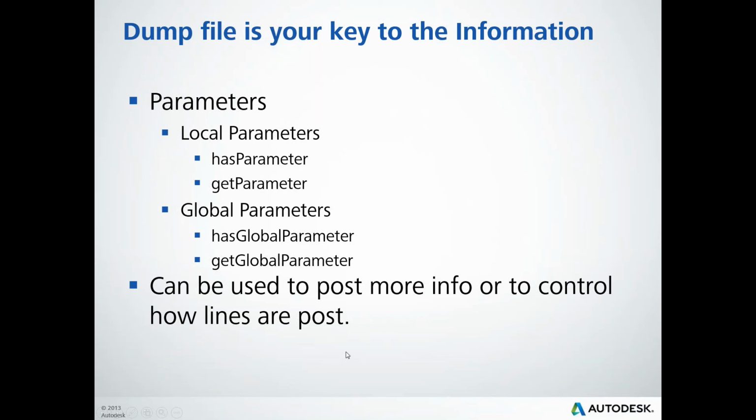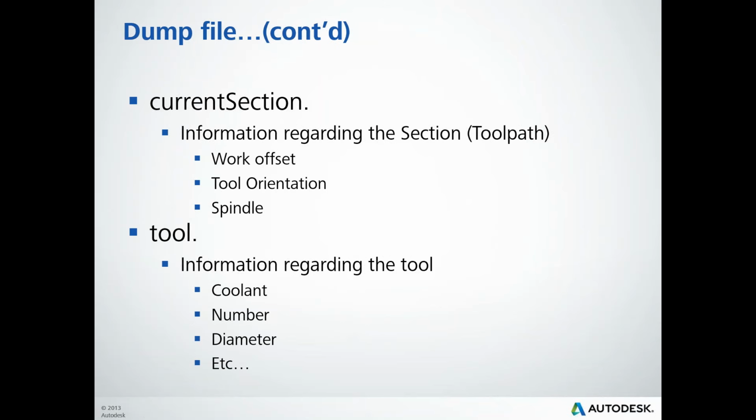And like I said, these can be used to define how your code is actually output. Okay. So then some other information that you'll see once you get past the parameters for the on section, you'll see the current section, which would define your work offset, tool orientation, spindle, and information like that. And then after that, you have all your tool information, so your coolant, number, diameter, description, comment, everything that defines that tool you see under the current section.